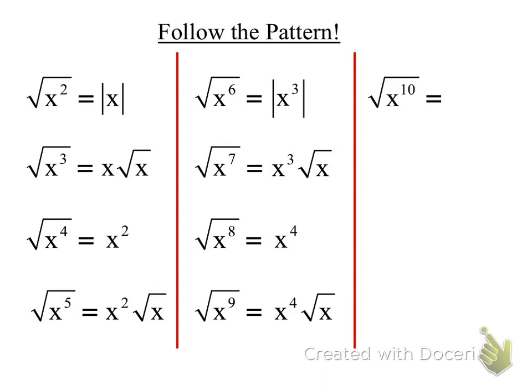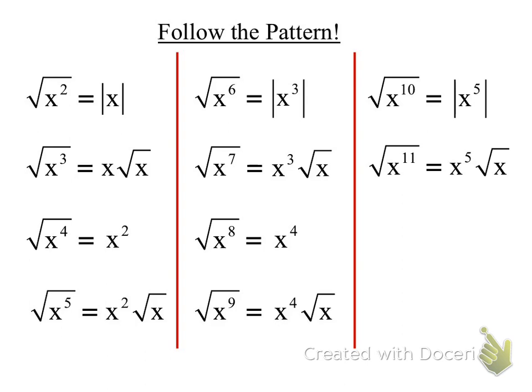Okay, you ready for the next one, guys? If you see the pattern, what is the next one? Eitan? Absolute value of X to the fifth because it's an odd result. Next one, X to the 11th. Chloe. It'd be X to the 10th times X to the first. Good, and that breaks down to? X to the 5th and X to the 10th. Good. Okay. X to the 12th.